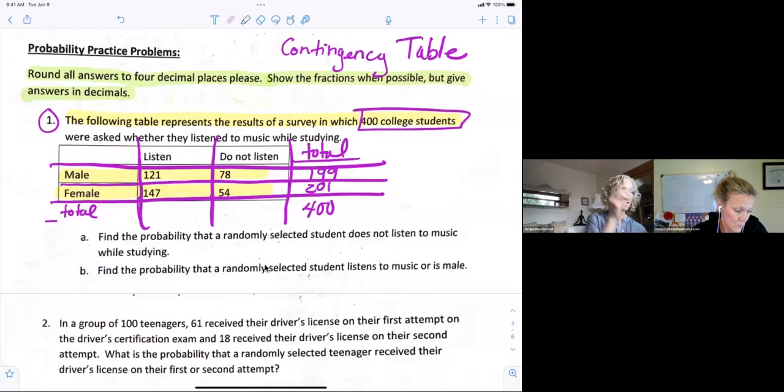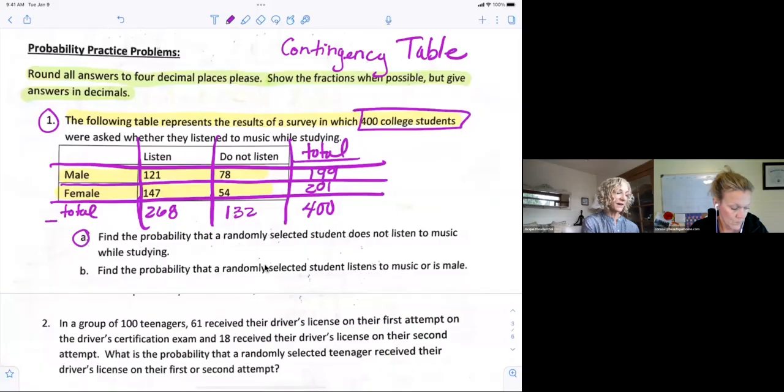Okay, so now let's look at the column totals. So the number of students that listen is 121 plus 147, which is 268. I'll do the same thing for the number that do not listen, 132. So when I add across that row, 268 plus 132, I get 400. So these just help me with answering the question. So I just take that moment to calculate those totals. All right, now let's look at part A.